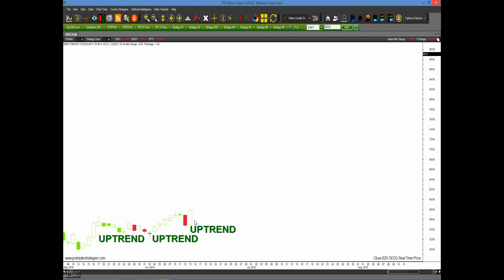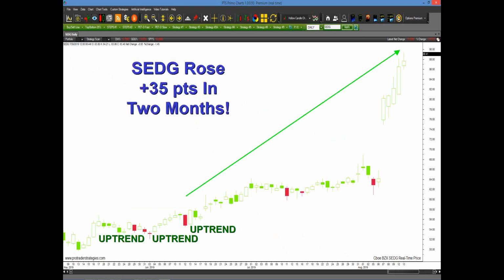So I don't care what some institution is telling you. I don't care what some earnings estimate is going to be. The market tells you many times in advance of any type of that information. So I'd rather listen to the market than some convoluted traditional wisdom. And as you can see, SCDG rose 35 points in the next 2 months. And if you miss those setups, not to worry, 2 more setups right here before it took off.